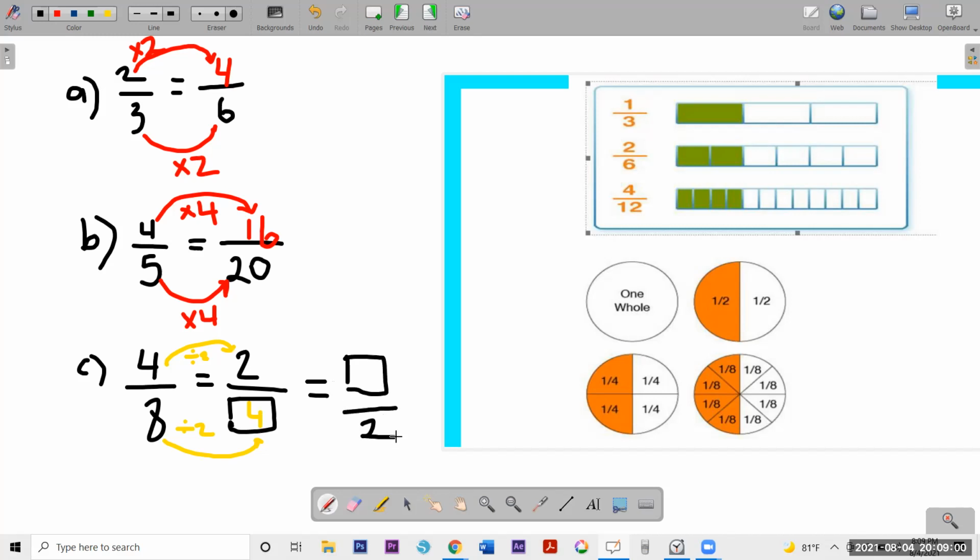Who could tell me this one now? What would the answer be for the next one? How do we move to the back? How do we get our last one? What would the answer for the box be for the last one? Anybody? Excellent. 1 over 2.